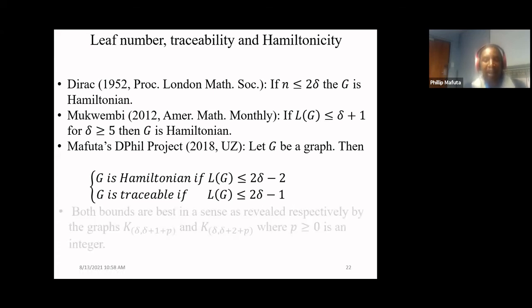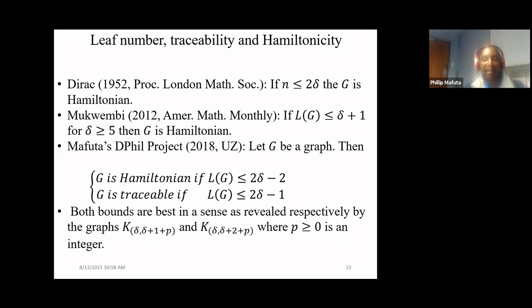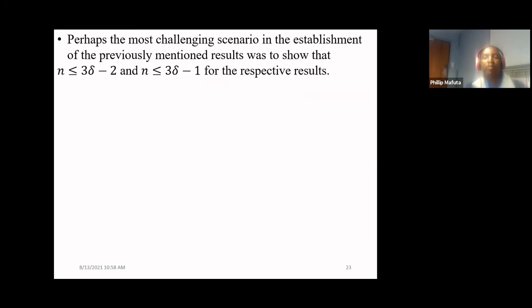These bounds here are known to be sharp, or best in a sense, because this graph here is a non-Hamiltonian graph of leaf number bigger than 2 to the order minus 2. And for each delta, this graph here is a non-traceable graph of leaf number bigger than 2 delta minus 1. So in the next section, we are to show how bounds of linear type can be used.